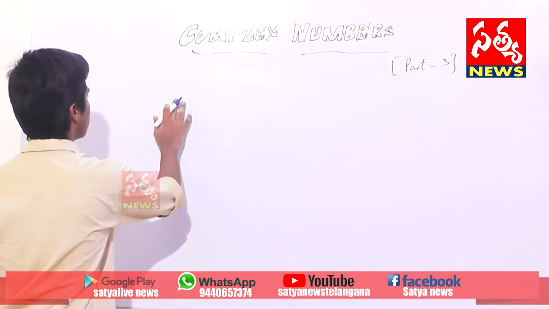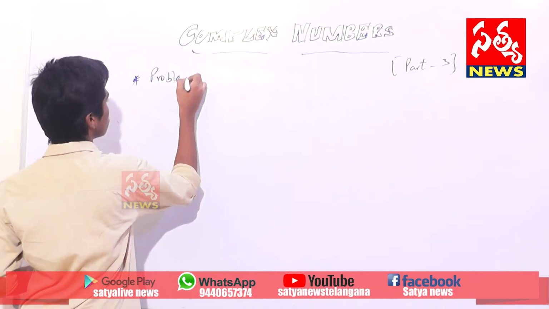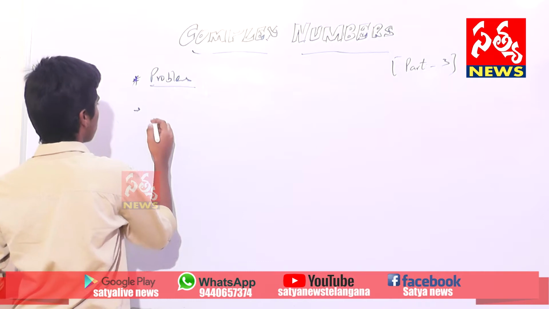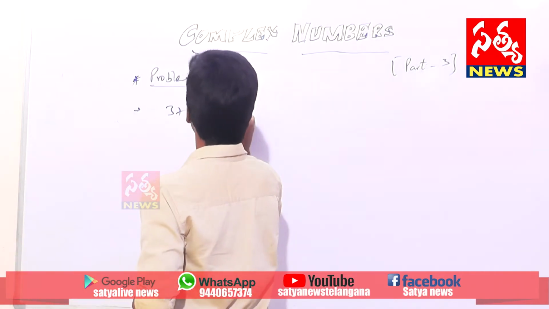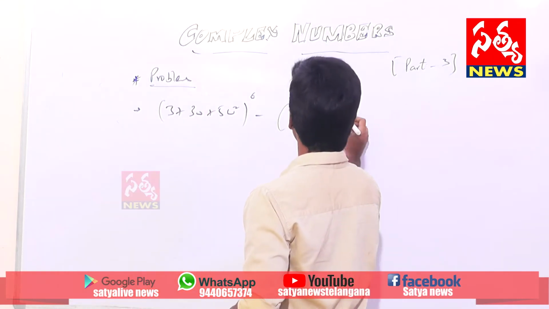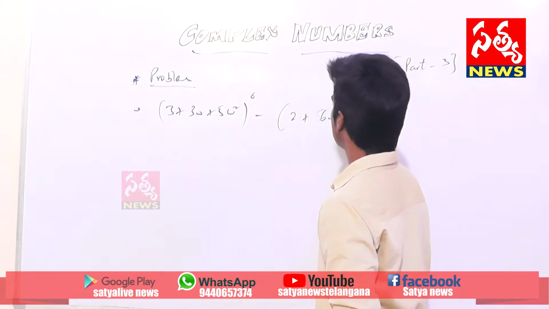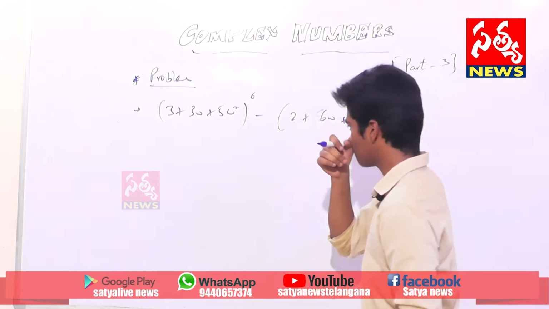We'll start this video by discussing some problems. First problem: (3 + 3ω + 5ω²)^6 − (2 + 6ω + 2ω²)^3.